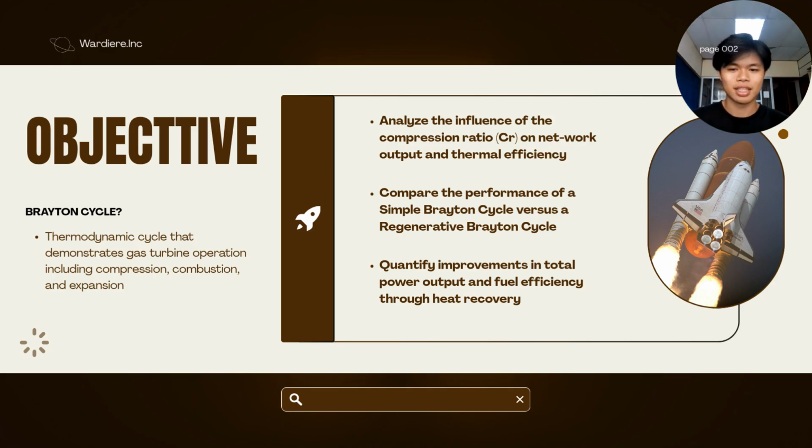So our primary objective was to evaluate how changing the compression ratio influences net work output and thermal efficiency. We also aimed to compare the performance of a simple Brayton cycle versus a regenerative one. And lastly, we wanted to quantify improvements in total power output and fuel efficiency through heat recovery.